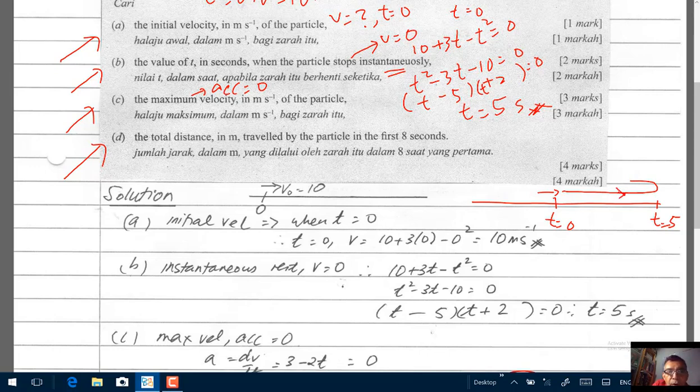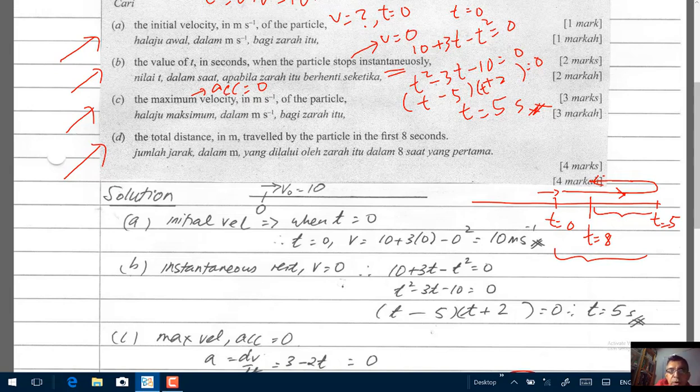And we are looking for the total distance traveled in the first 8 seconds. So let's say here is t equals 8. So we're looking for this distance plus this distance. Not so bad. Again, you're moving from here, at t equals 5 you take a turn, and at t equals 8 you are here. So we want to find the total distance traveled, this distance plus this distance.